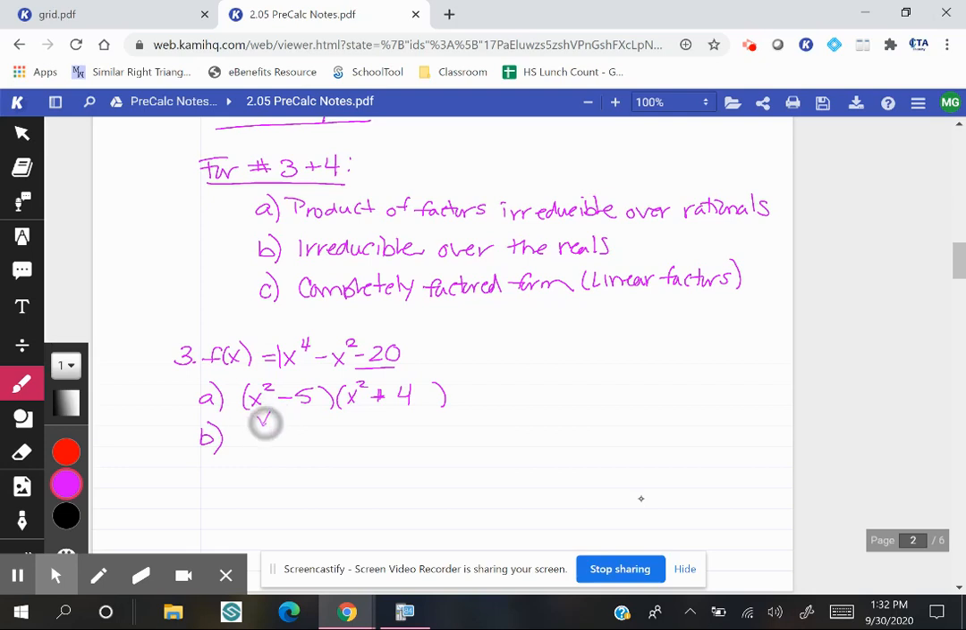So x squared minus 5. Think of it again as a difference of 2 perfect squares. We'll take the square root of x squared as x, and then we take the square root of 5. Well, it's not a perfect square, so we're just left with the square root of 5. Positive square root of 5, negative square root of 5. Then x squared plus 4. Again, think about it as x squared minus negative 4.